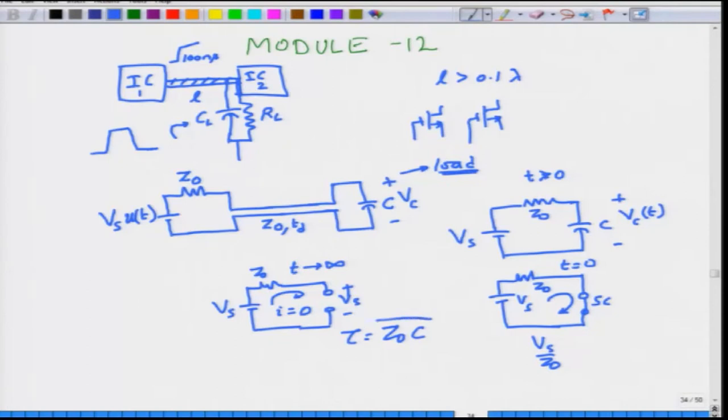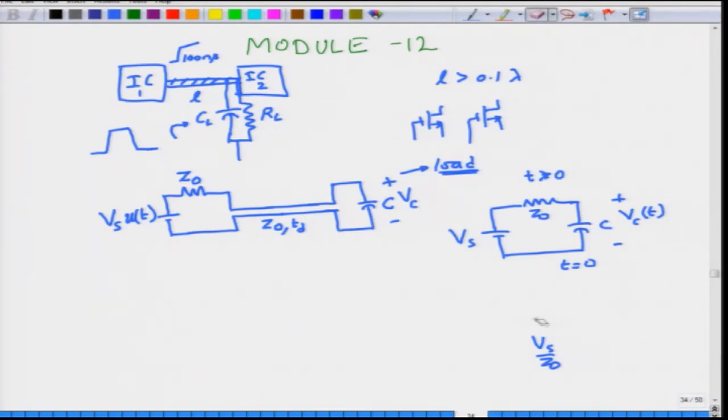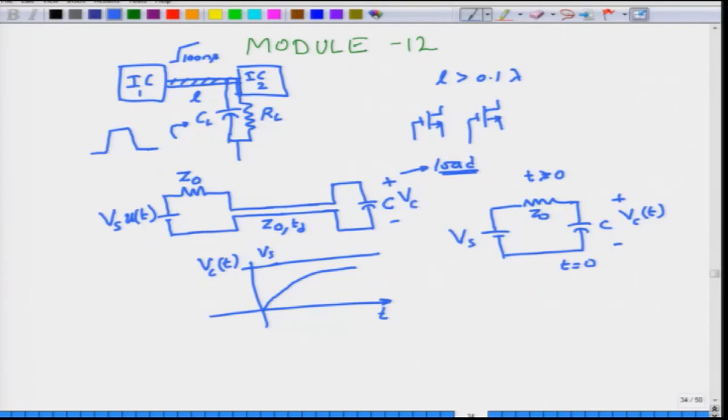So this tau is called the time constant, and if you were to sketch the waveform, after solving the equations and other things which I am not going to do here, what you would find is that the voltage across the capacitor Vc(t) begins at 0 and then exponentially goes towards Vs. This is the asymptotic, or steady state, value that the capacitor waveform will eventually reach, and the time constant of this exponential, after you solve it, is given by Z0C. After about 4 or 5 time constants, 4 tau or 5 tau, the voltage across the capacitor would have reached approximately 99% of the final value. So 99% of Vs would have been reached.